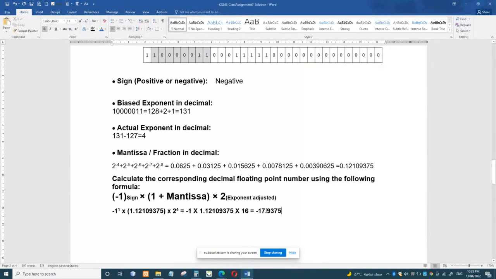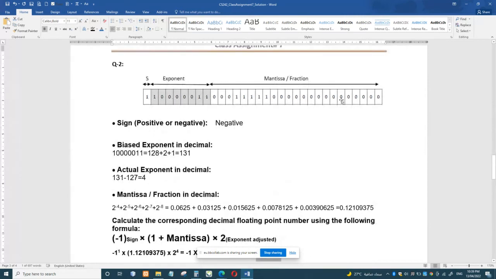So any question up to this? This is our mantissa part. You have seen the mantissa is 0.12109375, but mantissa along with one dot is basically 1.12109375, which should be multiplied to the power 4, because our exponent is 4. So to the power 4 is 16. So if you multiply everything, it is 17.9375. That's the decimal fraction of this number.